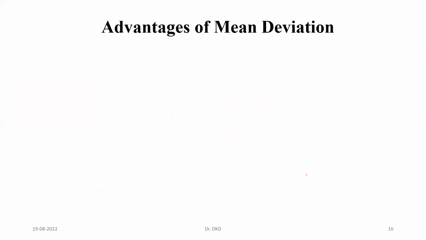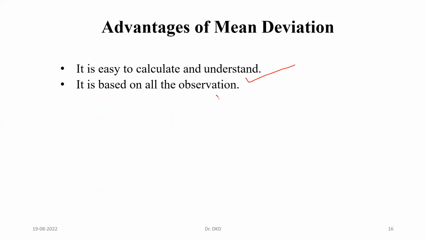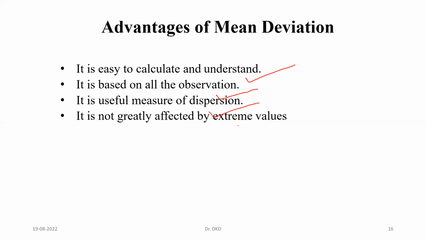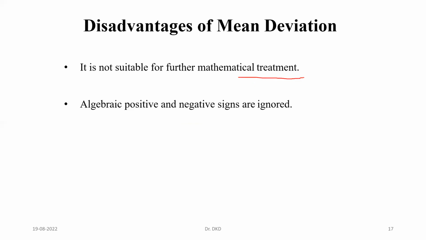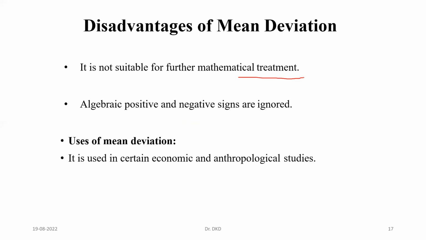A few important points. Advantages of mean deviation: it is easy to calculate, the calculation is simple, it is based upon all the observations given in the data, it is a useful measure of dispersion, and it is not greatly affected by extreme values. A few disadvantages we need to understand: it is not suitable for further mathematical treatment because we are taking the modulus and ignoring the negative signs; algebraic positive and negative signs are ignored. Basically, it is used in certain economic and anthropological studies.